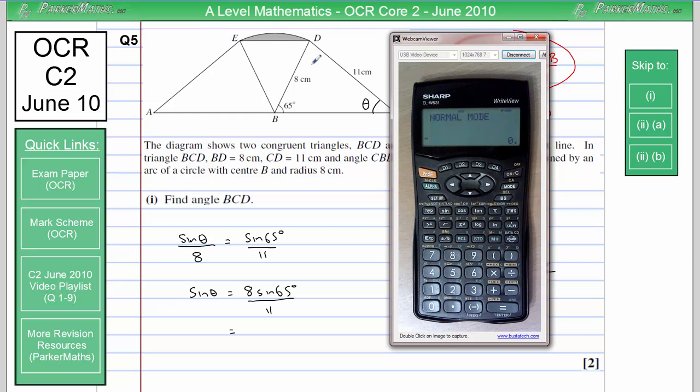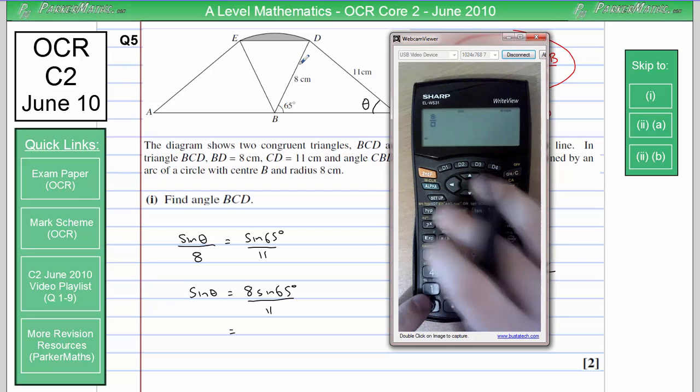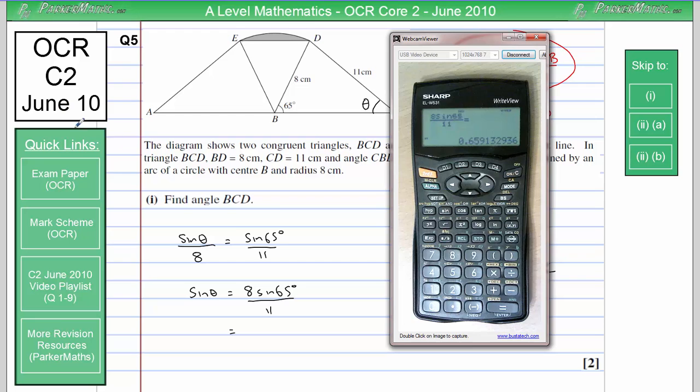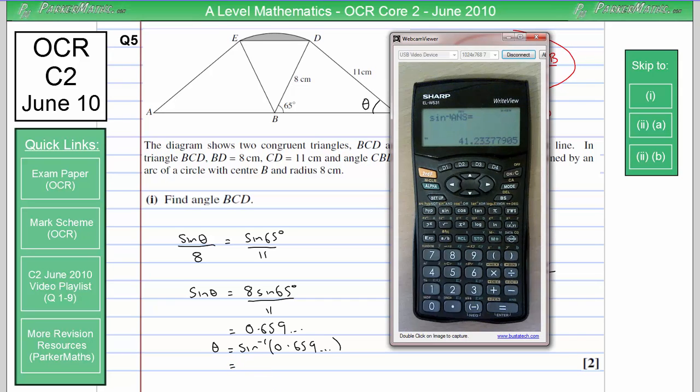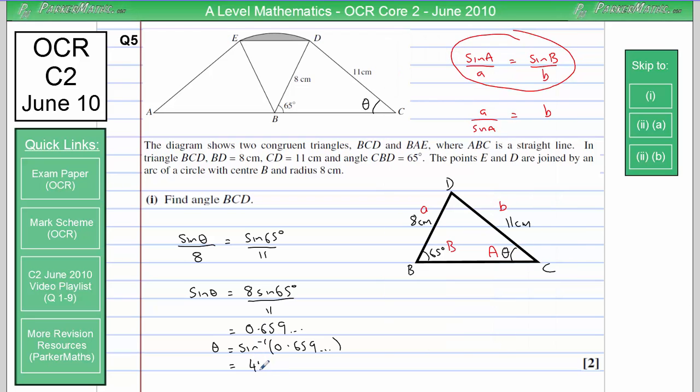First of all, make sure your calculator is in degrees. And that gives me 0.659 and so on. So to get theta, I need to do inverse sine of 0.659. Make sure you use the answer button on your calculator rather than typing in 0.659 to get an accurate answer. And I get 41.2 to 3 significant figures.